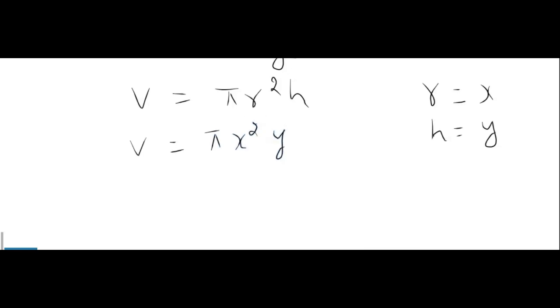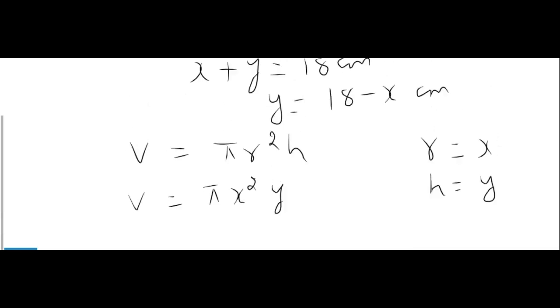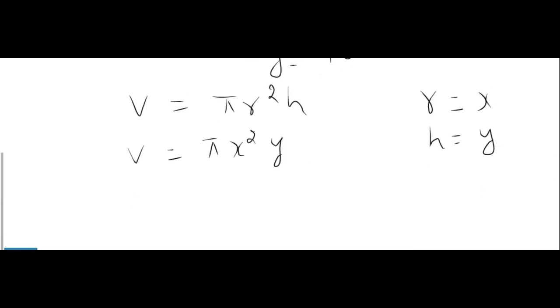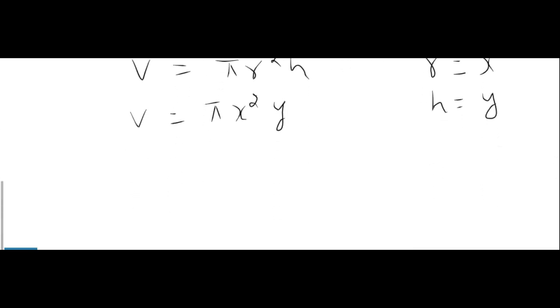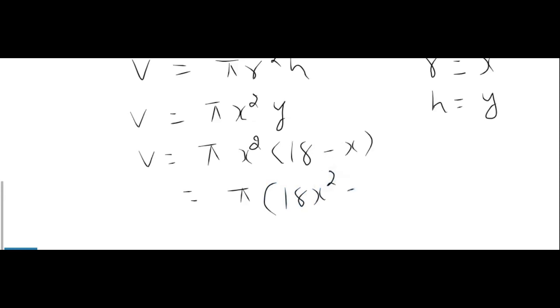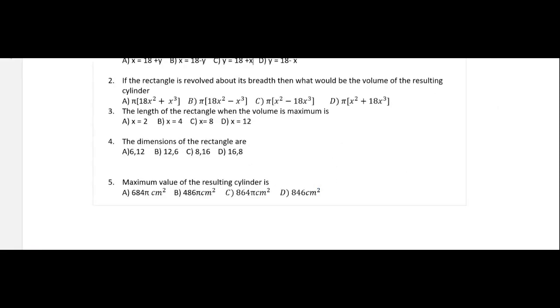In the place of y, we can substitute. Already we found out y is 18 minus x. So v is equal to pi into x squared into 18 minus x, which is equal to pi into 18x squared minus x cubed. We can see that option B is correct. Pi into 18x squared minus x cubed is the correct option.